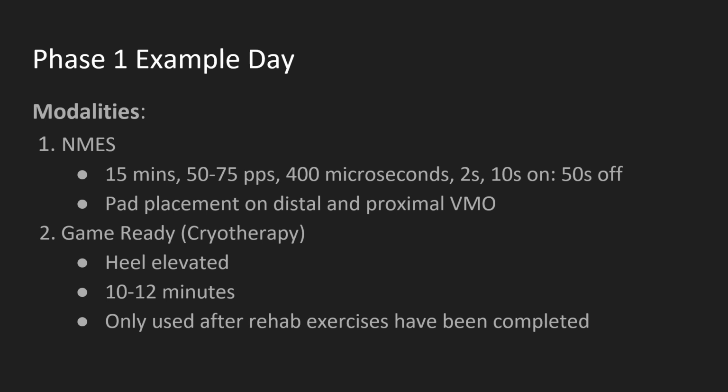And then just some modalities that we can use during phase 1. If we want to do E-stim for pain control, we'll use a perimeter seen here on the screen, or we can use it to increase quad contraction in the VMO, as we see here. We can also use a Game Ready for cryotherapy, and we're only going to use that after rehab has been completed for pain control.